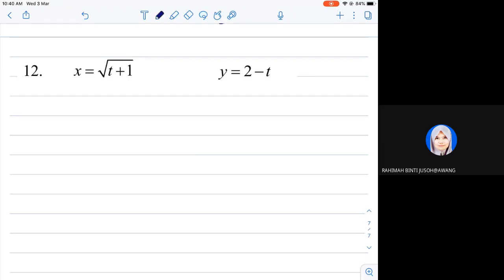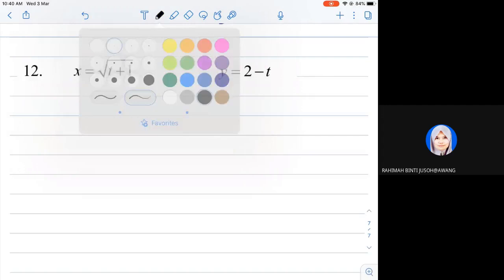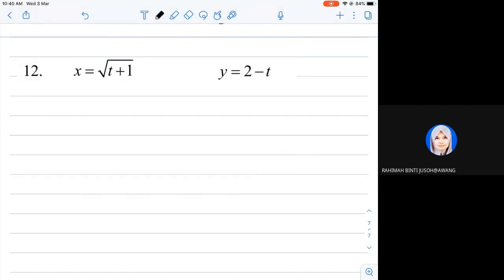Alright, now again, if you want to use plotting, you just plot a table. But now I'm going to show you the solution by using eliminating t. So from, of course, we will take y equals to 2 minus t. We have t equals to 2 minus y, isn't it? So substitute t in x.